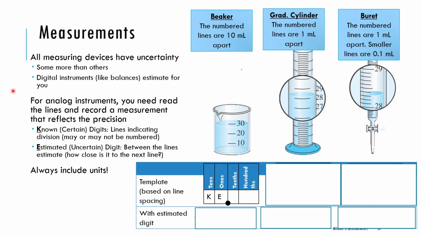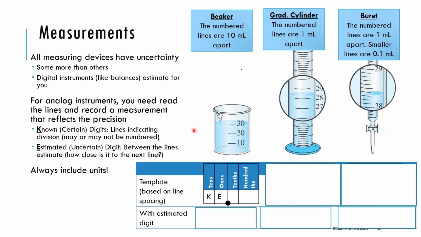Every piece of lab equipment has specific precision. For analog instruments, we determine this precision by examining the spacing of the lines. Some digits are known with certainty because they correspond to marked lines. In addition to these known digits, we must always include one estimated digit. The estimated digit represents our best guess as to where the measurement falls between the two lines. Finally, every measurement must include a unit.